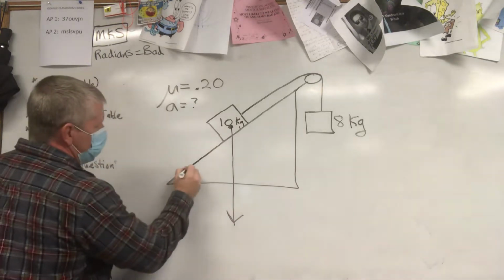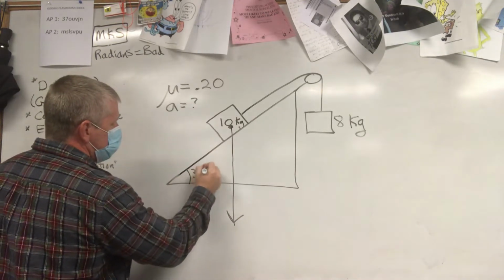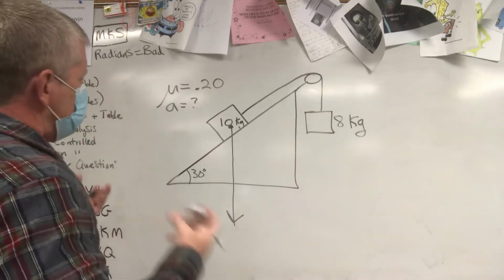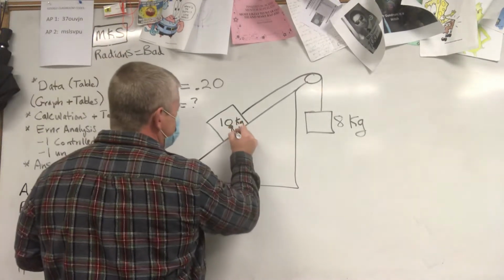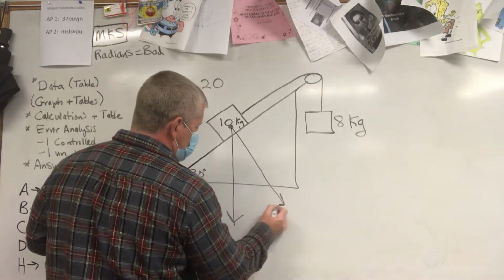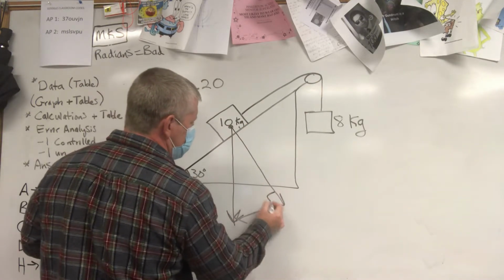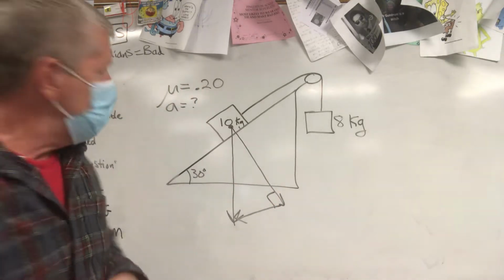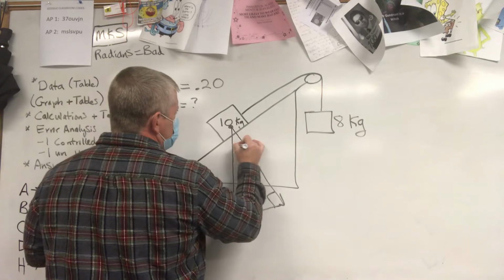Oh, we need an angle. Let's make it 30 degrees. Makes the math easier. So if that's 30 degrees, make the triangle. You got to make the triangle. You need all sides of the triangle. That's the similar triangle to the inclined plane triangle. This angle here is 30, so this is 30.